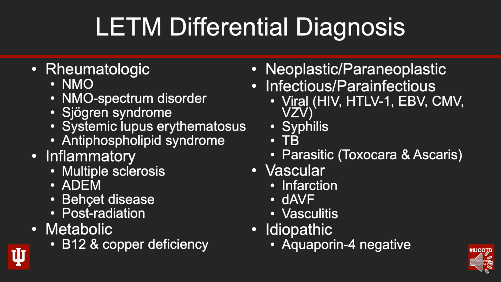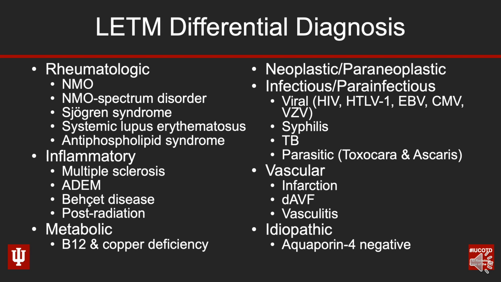I like to think of these more in terms of global differential diagnoses, maybe throw out some of the more specific entities, particularly as you dig into the electronic medical record or if you uncover other imaging findings that help you out. But sort of the main players that we're thinking about are rheumatologic, inflammatory, metabolic, neoplastic or paraneoplastic, infectious or parainfectious, vascular, and idiopathic. And as you can see, each of these has a handful of things underneath it that can cause this pattern. Certainly, this is not a comprehensive list. These just happen to be some of the major players.